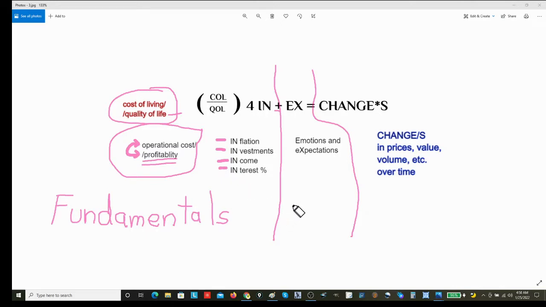The second part of the ultimate money formula we can refer to as flow. Some people call this sentiment, some call this speculation, but what are the emotions and expectations that people have? And then when they back it up with money, you get flow. Mainly we look at changes in price and volume over time. And this part now is technical analysis.